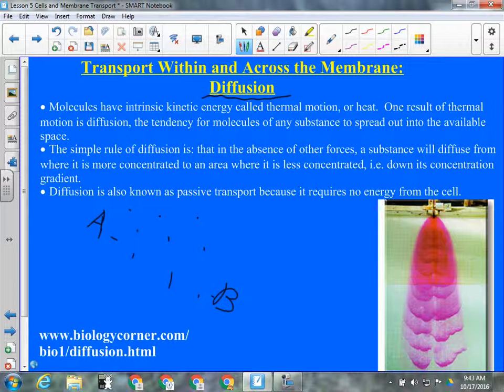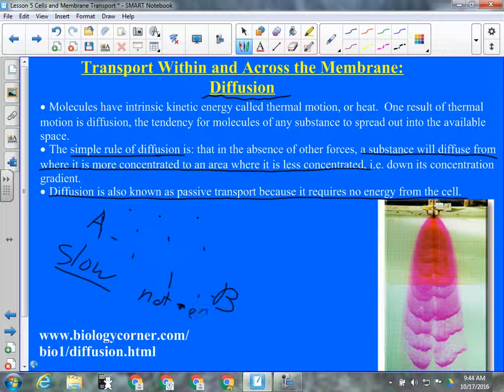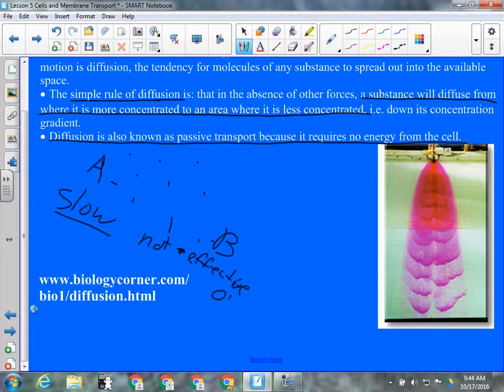Okay? All right, so diffusion is known as passive transport. It requires no energy from the cell, okay? Simple rule of diffusion: a substance will diffuse from where it is more concentrated to where it is less concentrated, which generally means it's going to get where it's needed, generally. Okay? The drawbacks: it's slow, and not effective over large distances.